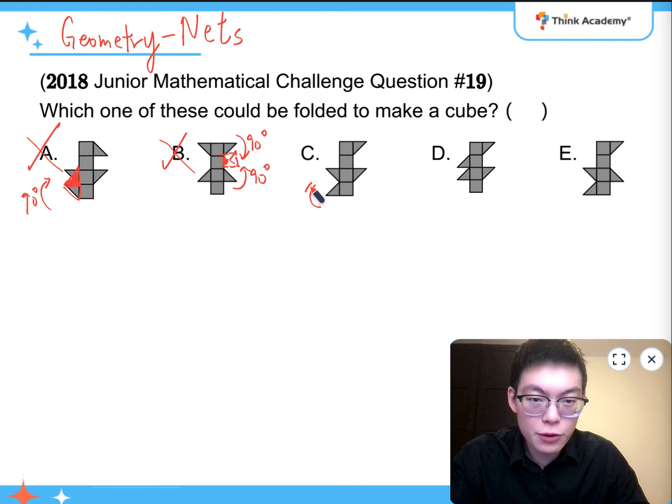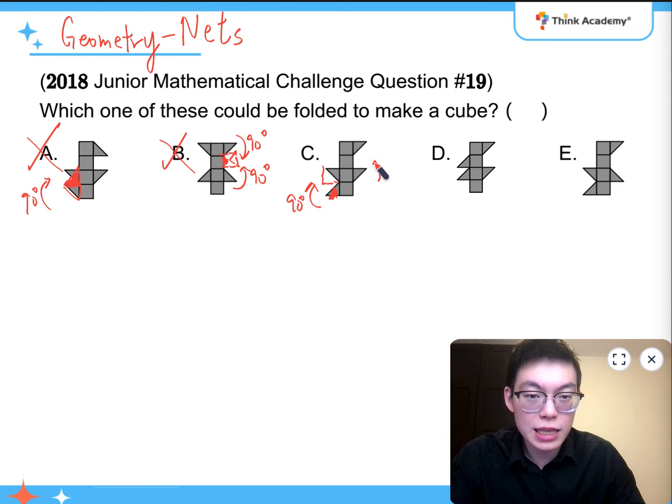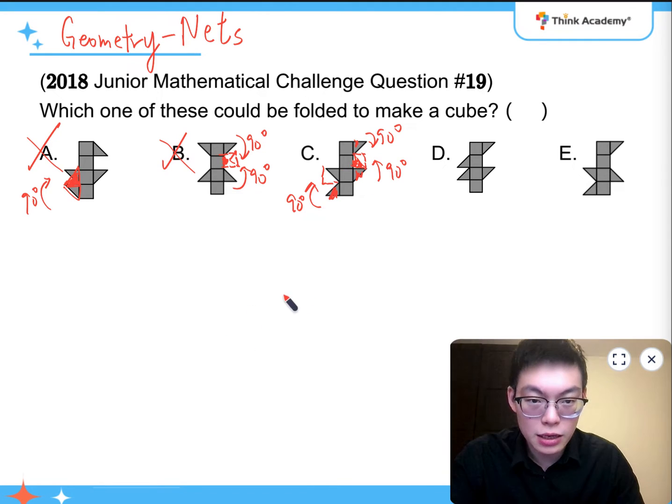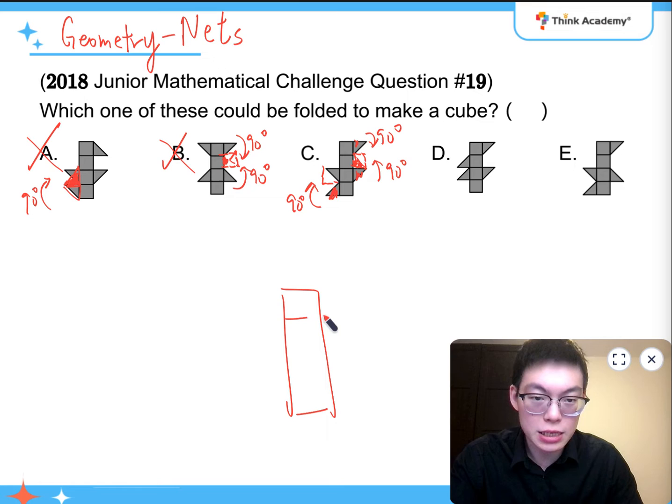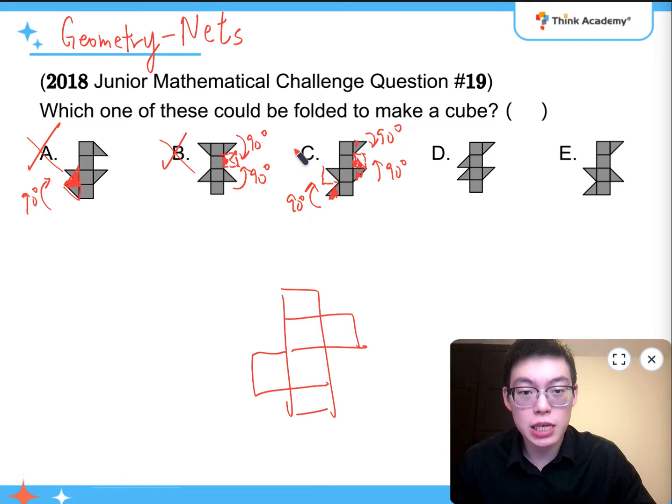As for C, if you rotate this triangle up for 90 degrees, it's going to fit in there, which means that this is one of the faces. And if you're rotating this up 90 degrees, so you're going to have that triangle right there. If you're rotating this triangle down for 90 degrees, you're going to have that triangle right there, which means that now I have completed a net like this. Which is the net of a cube. So C is the correct answer.